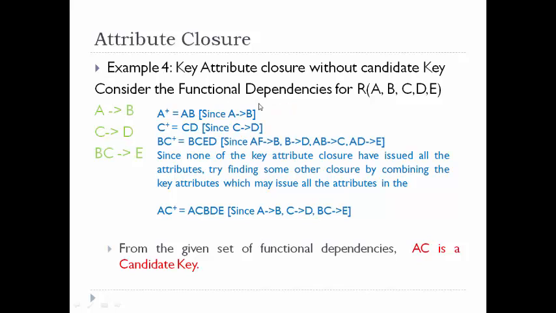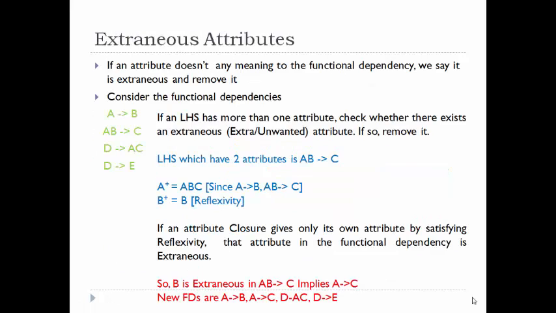And we are into the fourth example of attribute closure. Now we have A tends to B, C tends to D, BC tends to E. If we find A closure, it is giving AB, and C closure is giving CD, since we have C and D, and BC closure is giving BCE, because we have BC tends to E. Since C is arriving with D, we can include this D also here.